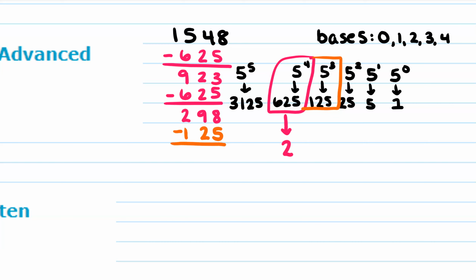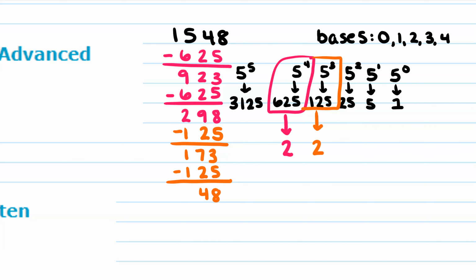That gives me 173. And that's still bigger than 125. So I'm going to do it again. 125. That gives me 48. So I was able to subtract 125 twice.